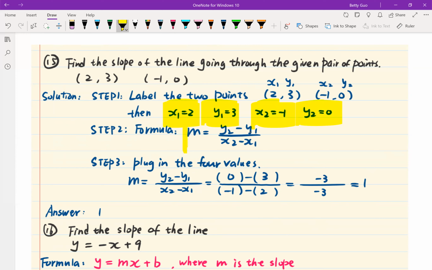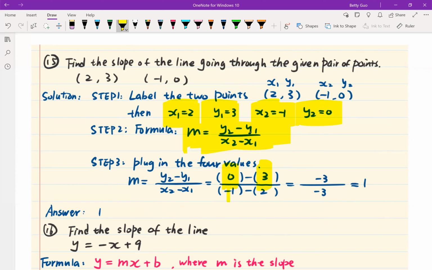Step 2, copy the formula. I will give you the formula during the test. Step 3, plug in the values. Y sub 2 is 0. Use the parentheses to hold the places. Y sub 1 is 3.